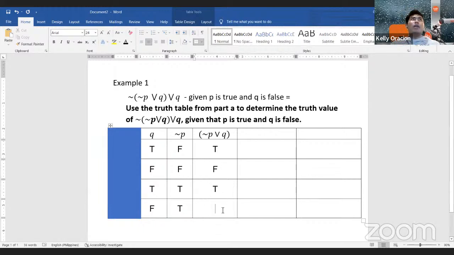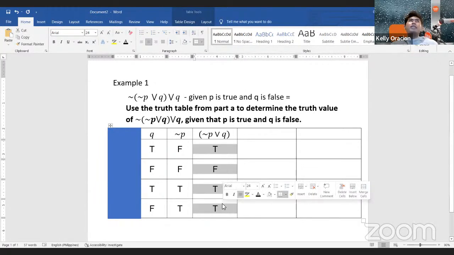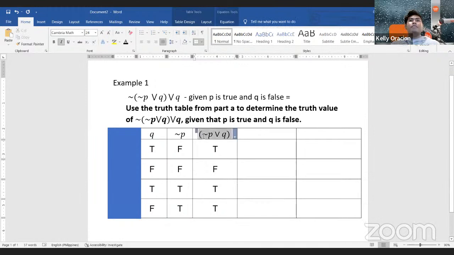And lastly, this one is also true. And this is the truth table. Again, this is the truth table of this one. Again, true, false, true. Take note, this is disjunction.